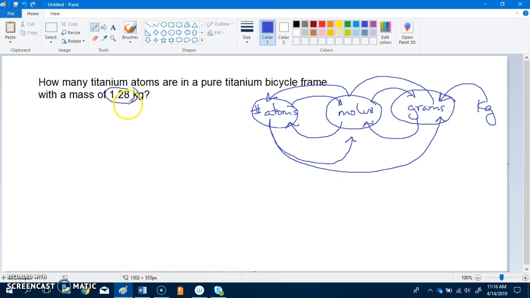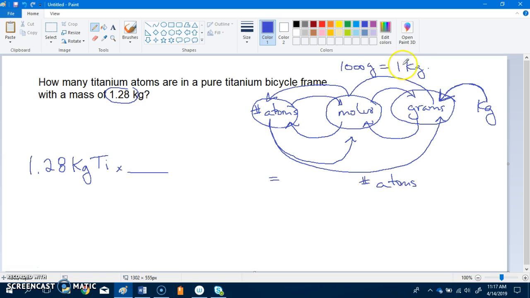So to start off, I always write down what I'm given: 1.28 kilograms of titanium, and I want to, in the end, have the number of atoms. First of all, I'm going to go from kilograms to grams. So the conversion factor I'm going to use is knowing that 1,000 grams equals 1 kilogram.